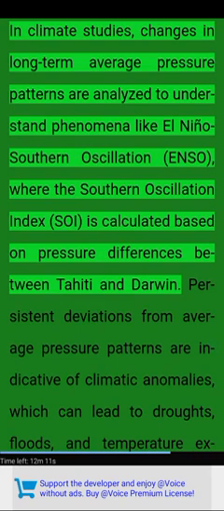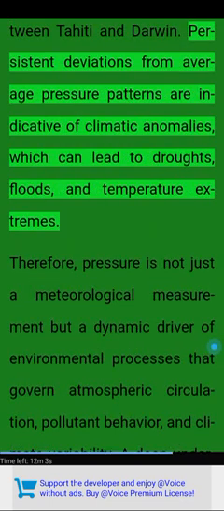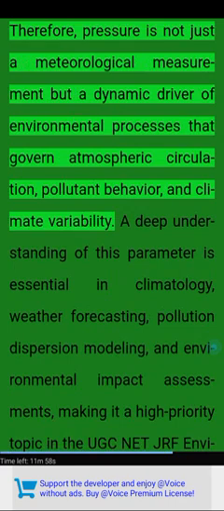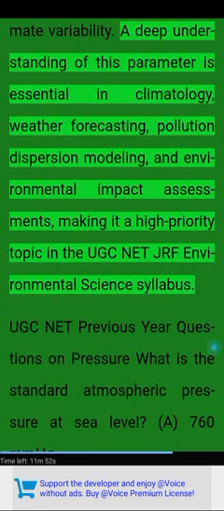In climate studies, changes in long-term average pressure patterns are analyzed to understand phenomena like El Niño Southern Oscillation (ENSO), where the Southern Oscillation Index (SOI) is calculated based on pressure differences between Tahiti and Darwin. Persistent deviations from average pressure patterns are indicative of climatic anomalies, which can lead to droughts, floods, and temperature extremes. Therefore, pressure is not just a meteorological measurement but a dynamic driver of environmental processes that govern atmospheric circulation, pollutant behavior, and climate variability. A deep understanding of this parameter is essential in climatology, weather forecasting, pollution dispersion modeling, and environmental impact assessments, making it a high-priority topic in the UGC NET JRF Environmental Science syllabus.